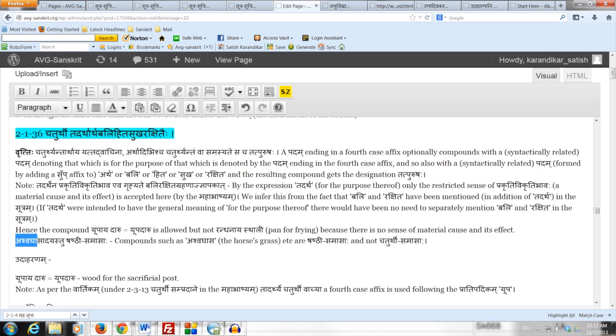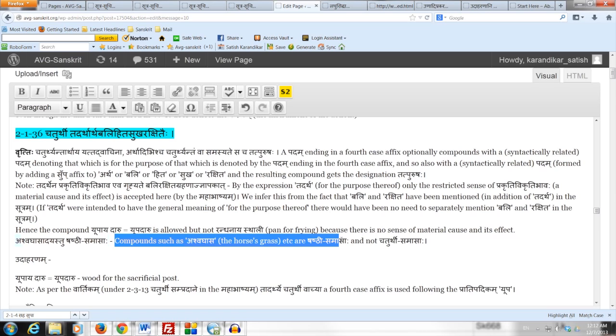Now, how is that possible? The commentary says that Ashwaghasadayastu Shashti Samasaha. Compounds such as Ashwaghasa, the horse's grass, etc., are Shashti Samasaha and not Chaturthi Samasaha. So it is grass which belongs to the horse. That is the way this compound is justified, and not grass which is meant for the horse.